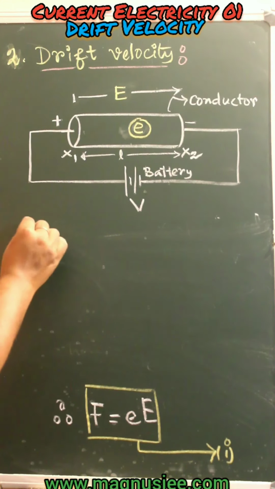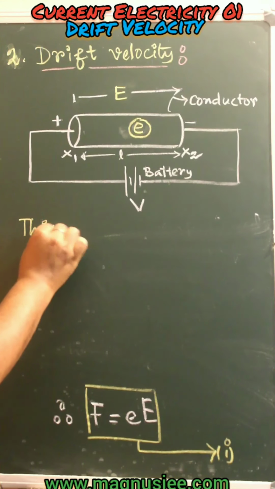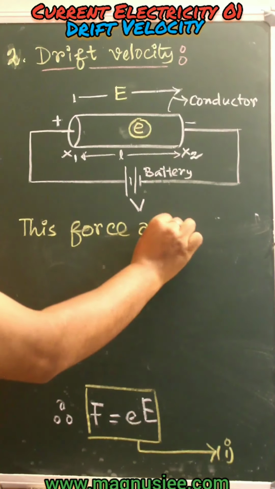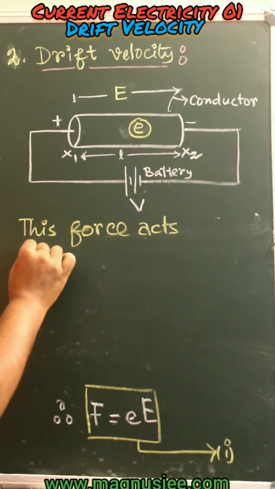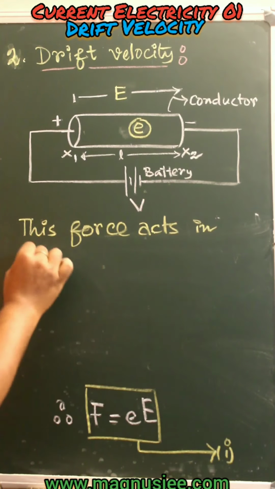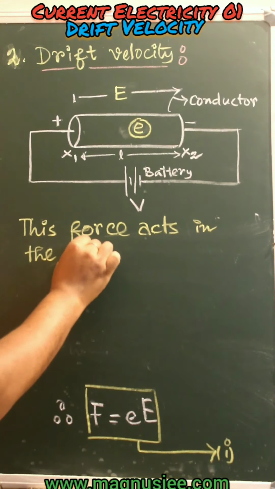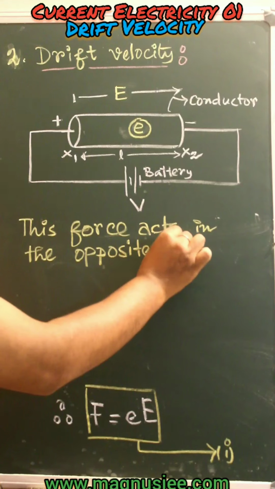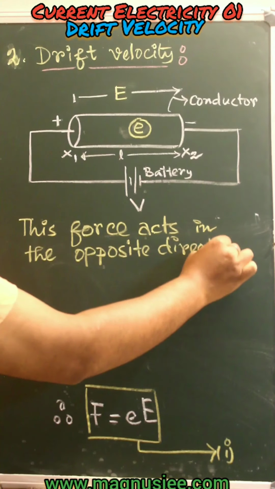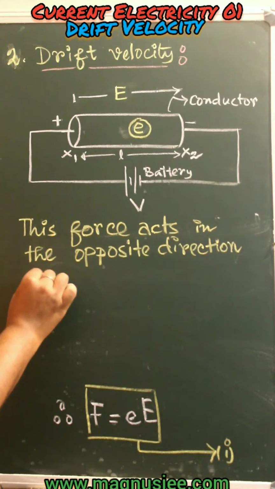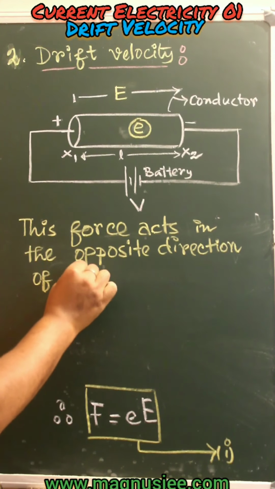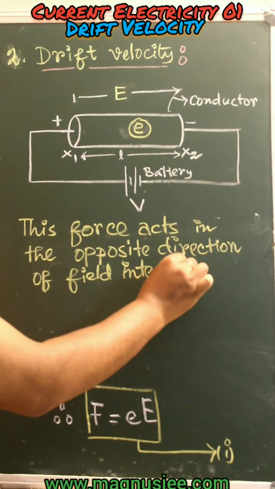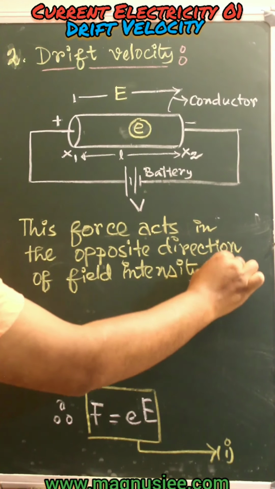Force experienced by a free electron which exists in an electric field of field intensity E. This force acts in the opposite direction of field intensity E.